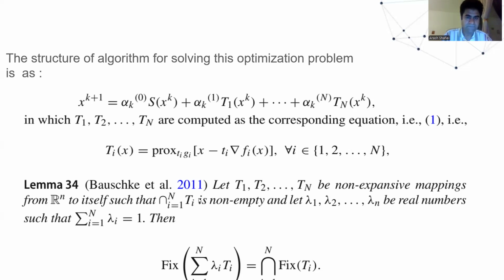Here we have the main lemma: when you have a finite set of non-expansive mappings, the fixed point set of a linear combination of these operators is the intersection of the fixed points of each operator. And we note that the operators should be non-expansive. And also, you know that all operators in a proximal gradient method are non-expansive.